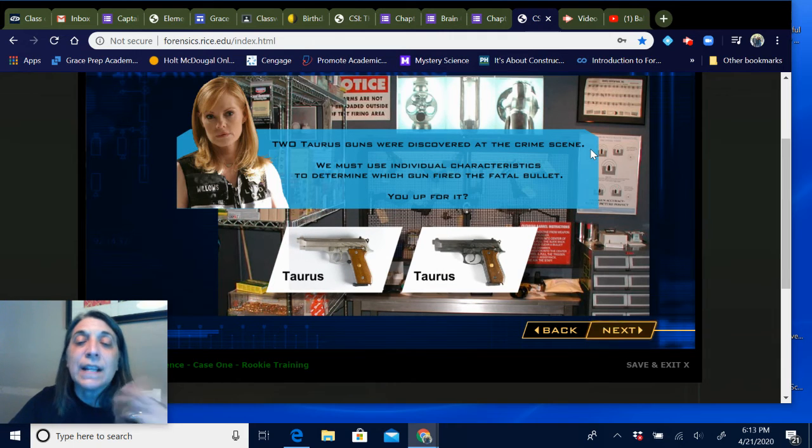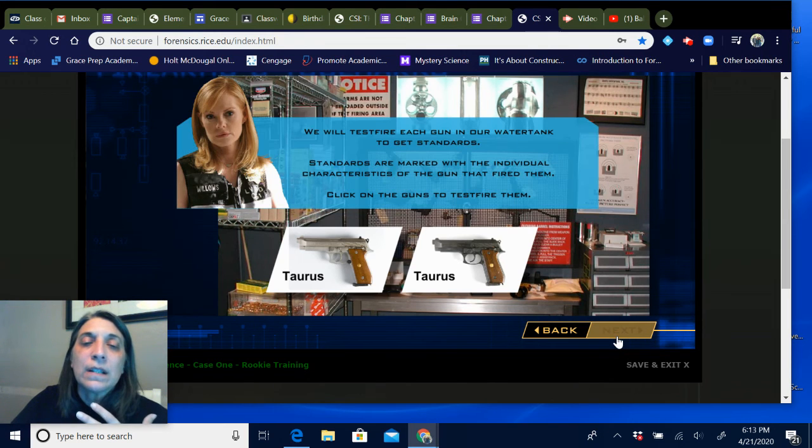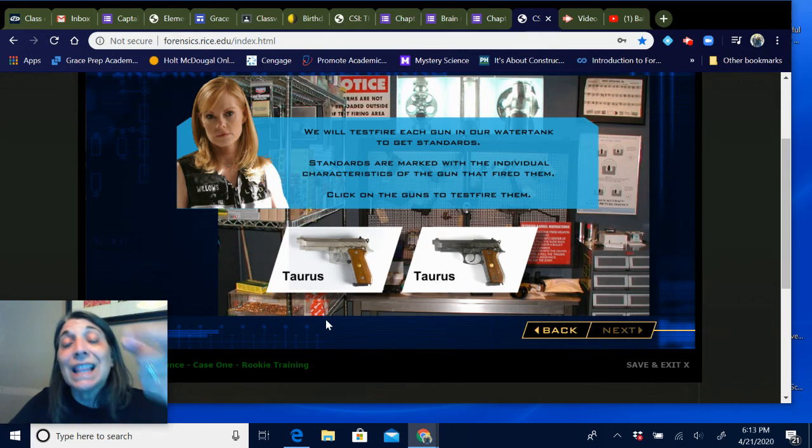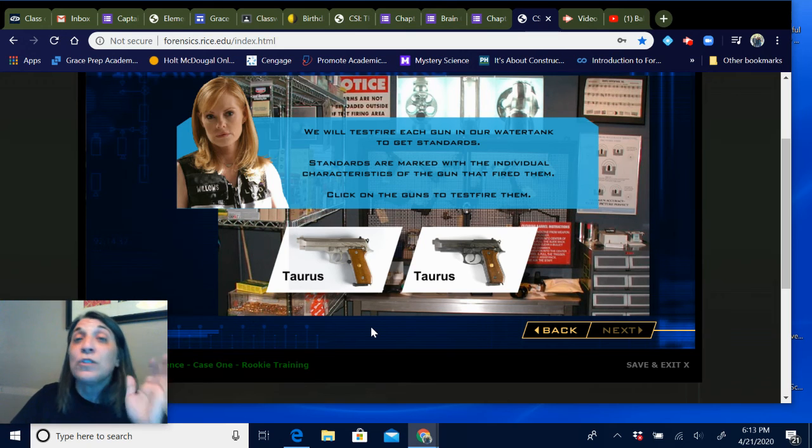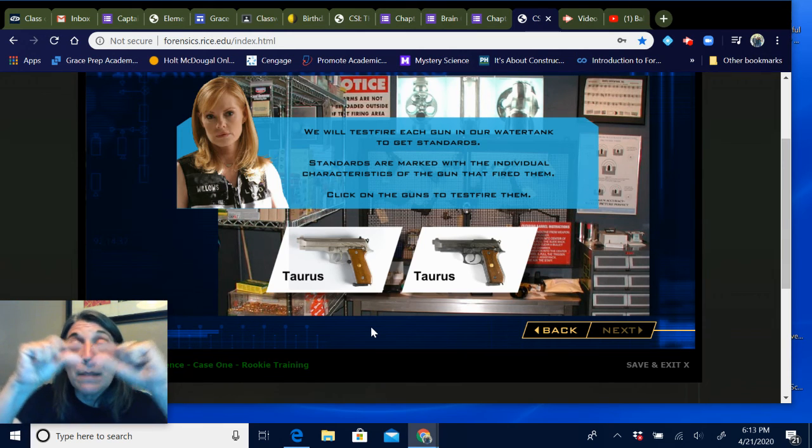Now you've got it down to 2, but you don't know which one. This next part is actually the hardest part. You're going to test each gun in the water tank. You pick which one you want to test, and they shoot it into the water tank. Then you take the test bullet, the known bullet from this gun, because you just fired it there in the police lab into a tank. Sometimes they shoot it into gel, sometimes into a tank. You take that bullet and with a comparison microscope you put them side by side, and you actually get to turn it and focus it.